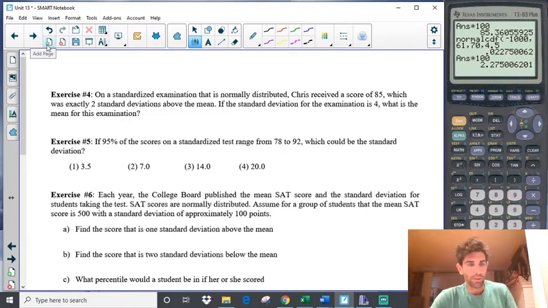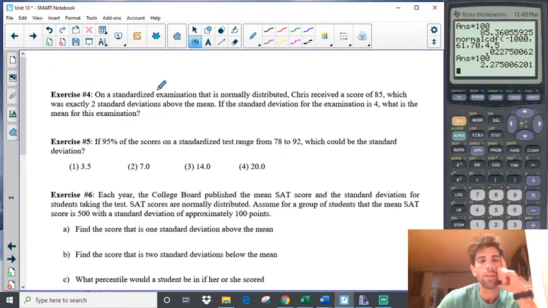All right. So, exercise 4. On a standard deviation exam that is normally distributed, Chris received a score of 85, which was exactly 2 standard deviations above the mean. If the standard deviation for the exam is 4, what is the mean for that examination?